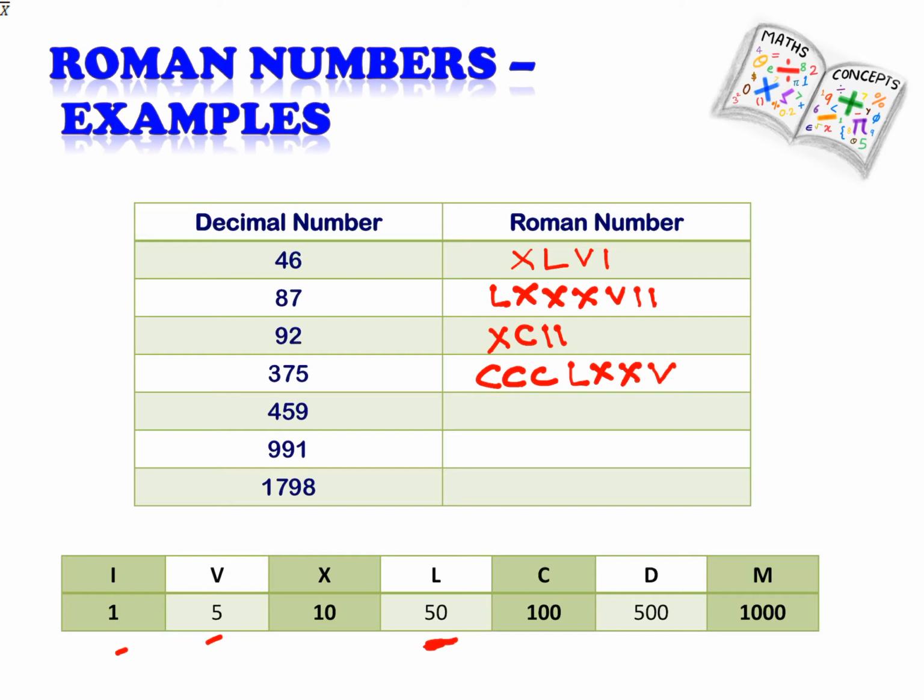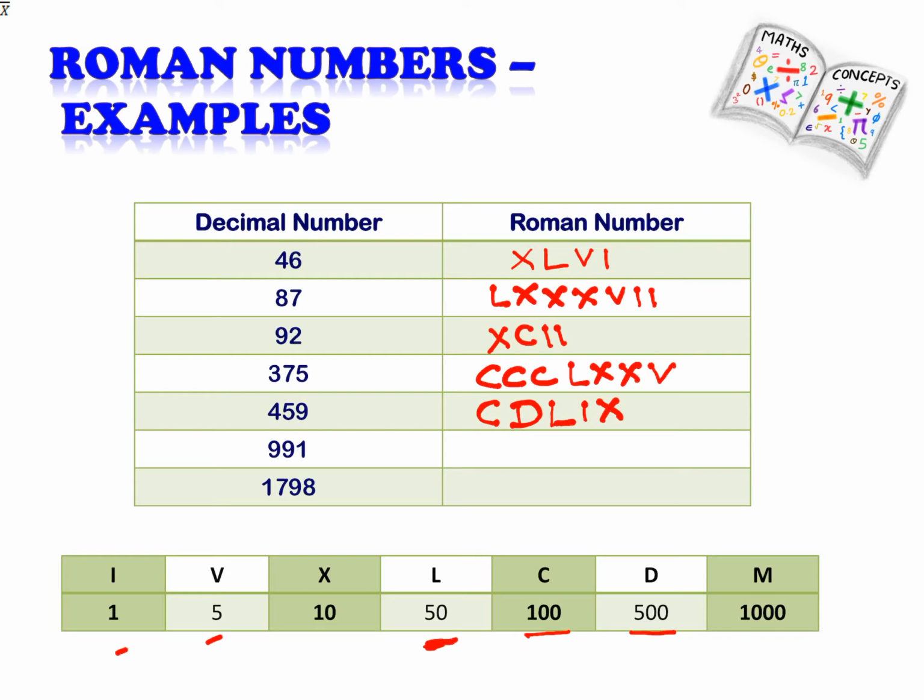The next number is 459. To write 400 we cannot repeat C 4 times, so we will use D, which is 500. To get 400 we will write C before D, so that it will be subtracted from D, that is 500 minus 100, which gives us 400. Now we need 59, so we know 50, which is L, and for 9 we can write 10 minus 1, that is IX.